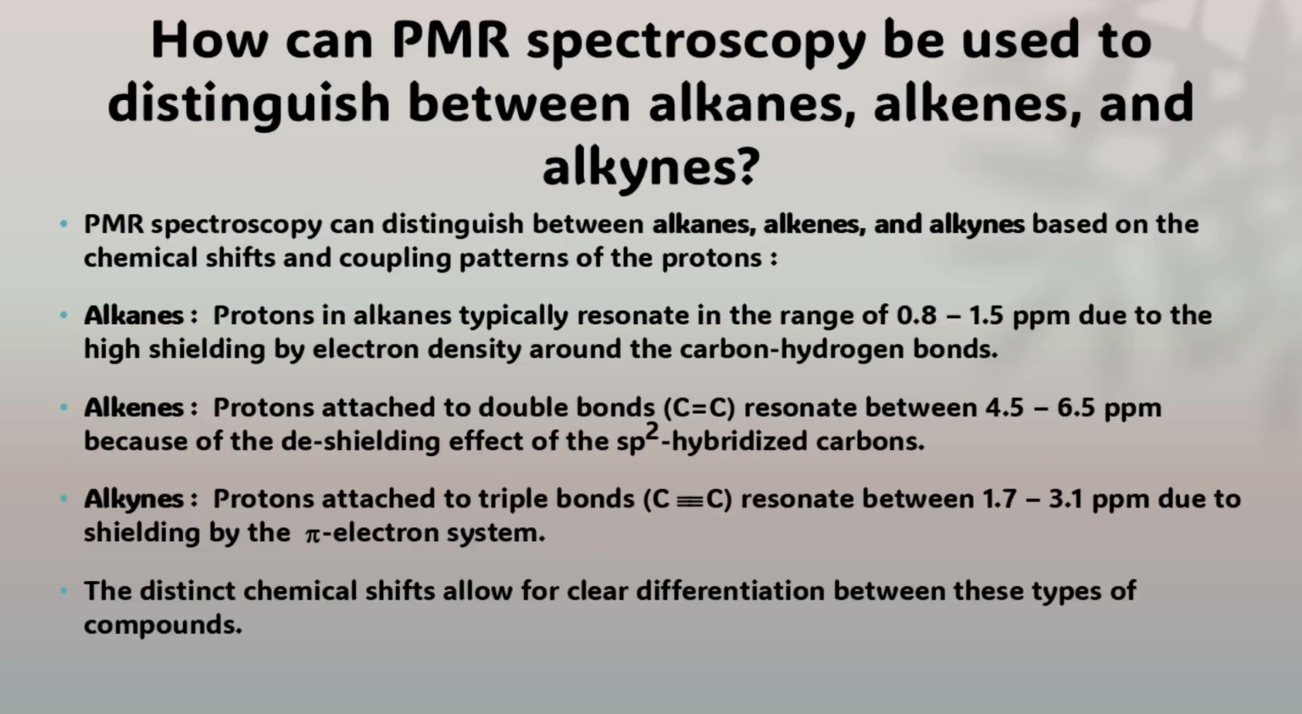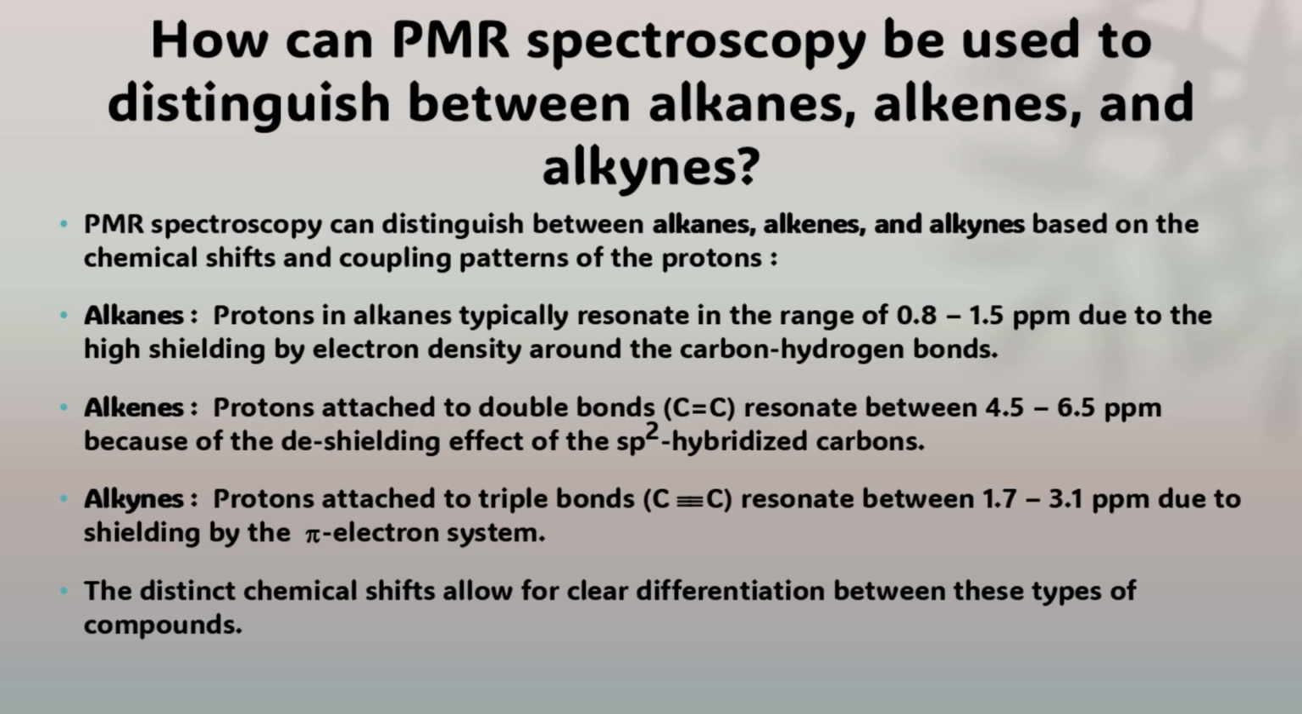The next question is question number 47. How can PMR spectroscopy be used to distinguish between alkanes, alkenes, and alkynes? The answer to this question is, PMR spectroscopy can distinguish between alkanes, alkenes, and alkynes based on the chemical shifts and coupling patterns of the protons. Alkanes: protons in alkanes typically resonate in the range of 0.8 to 1.5 ppm due to the high shielding by electron density around the carbon-hydrogen bonds.